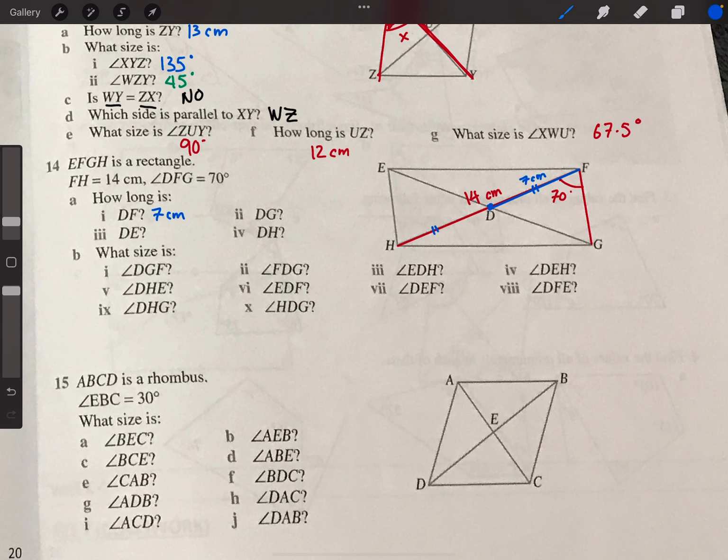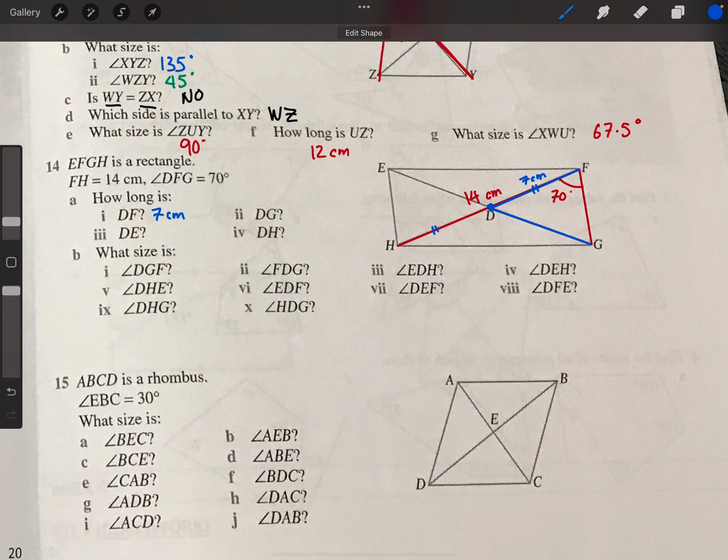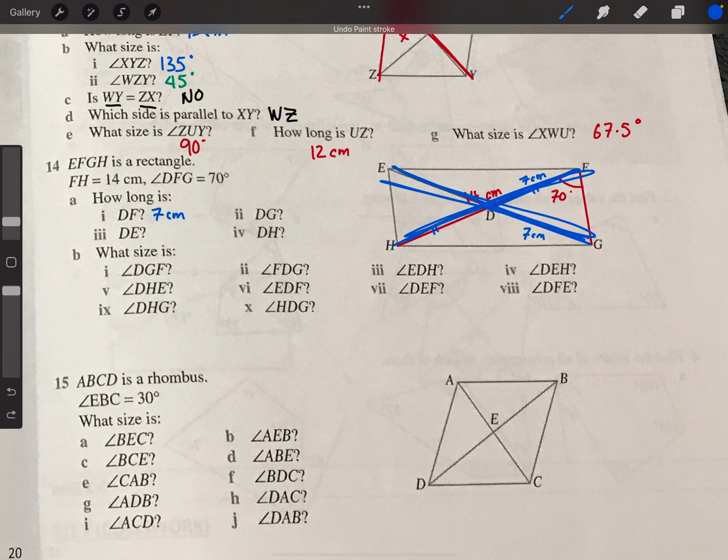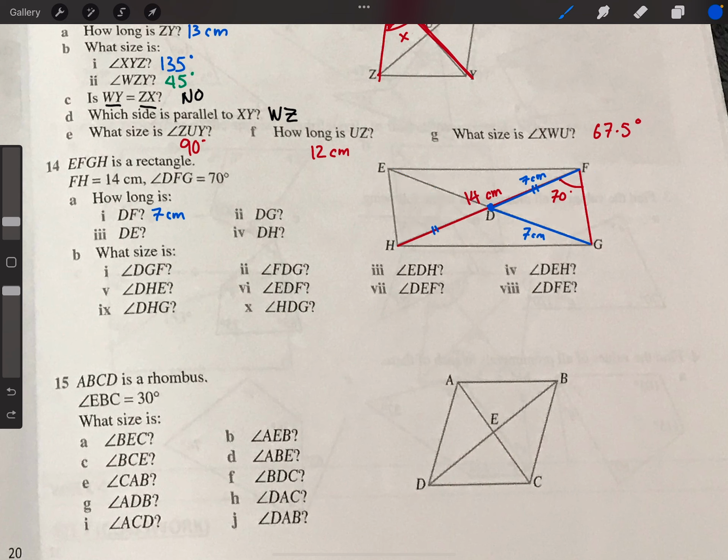Part 2, DG. So that's that length there. That must also be 7 as well. The diagonals of a rectangle are the same, so if this is 14, this must also be 14, and if this is 7, this must also be 7. It's pretty symmetrical that way. So DG is 7 centimeters. DE, this one here, is also 7 centimeters. There we go, 7 centimeters each.